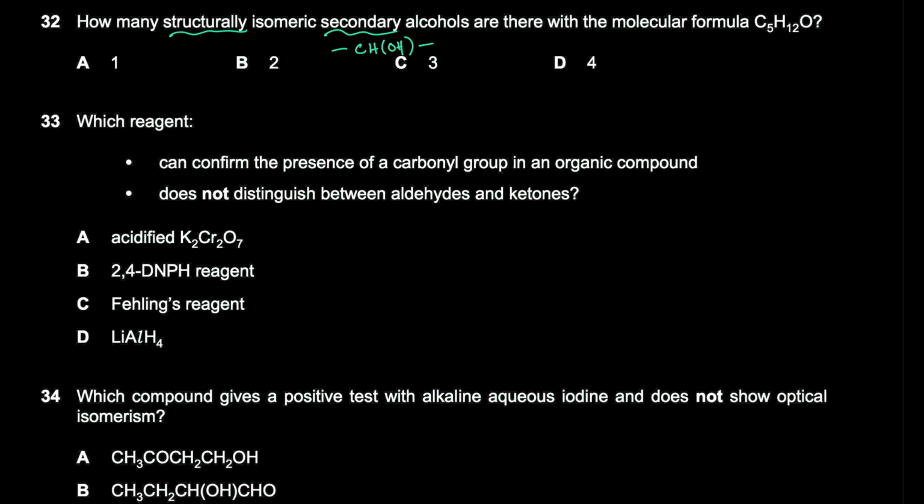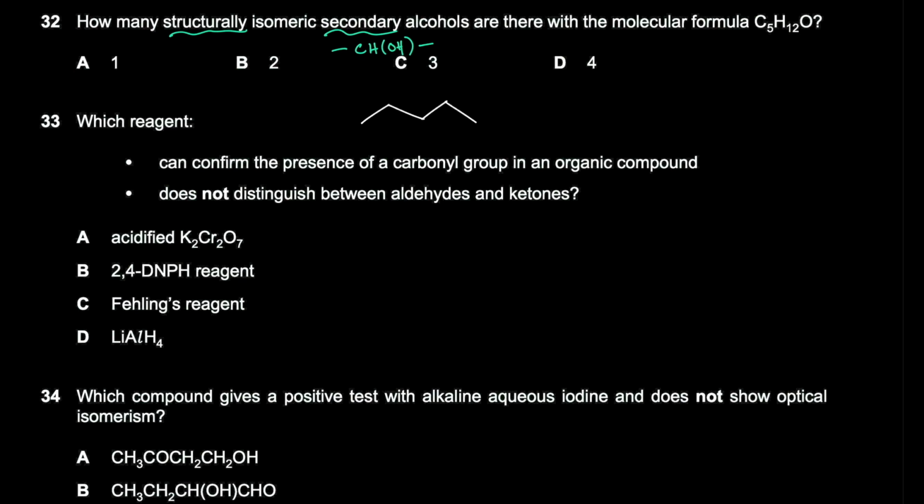Now, since again we want to consider structural isomers, we think about the three types: functional, chain, and position. Obviously, we don't have any functional here because they're all alcohols. So it must be chain or position. So we go chain by chain. We go with a straight chain first.